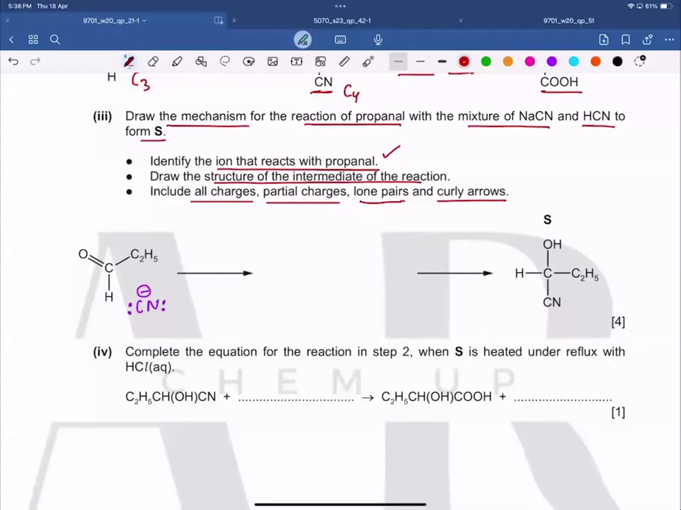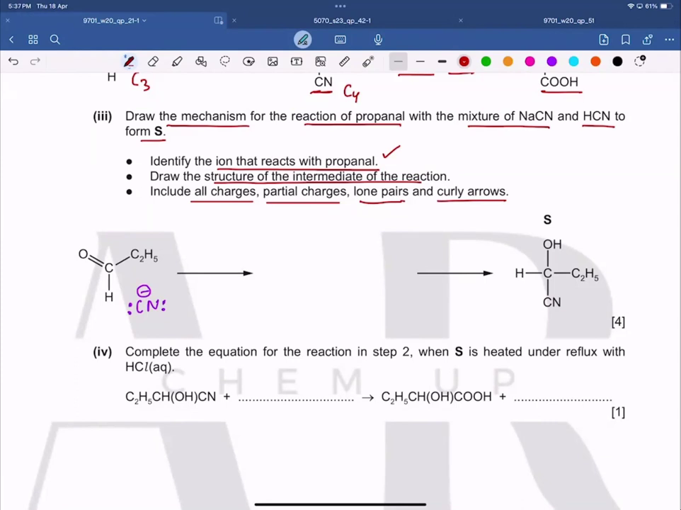Okay, so we found the ion. Now we have to make the intermediate and we have to draw all the charges, partial charges, and beside partial charges, we have to draw lone pairs and curly arrows. Okay, so let's have a look. Remember, the curly arrows must be in the curly form, do not make it straight.